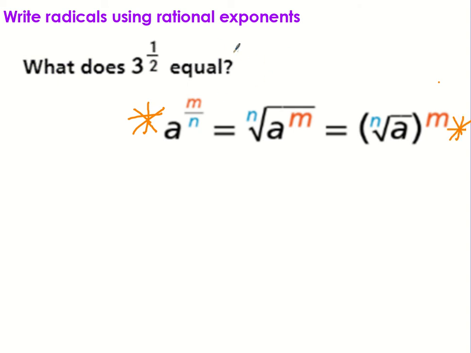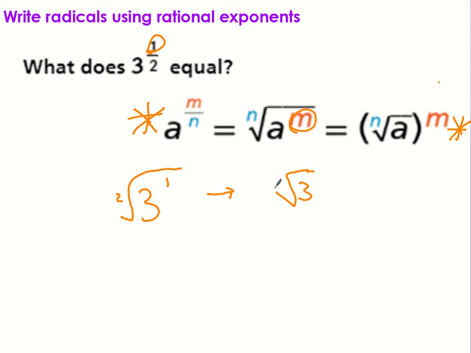So 3 to the power of 1/2, the numerator always goes as the power that the base is being raised to. And then we put a radical there and we take the denominator and put it on the outside. So for 3 to the power of 1/2, this 1 goes on the inside. So it's 3 to the power of 1, and that is all under the radical, or the square root. 3 to the power of 1 is just 3. So really 3 to the 1/2 is just equal to the square root of 3.